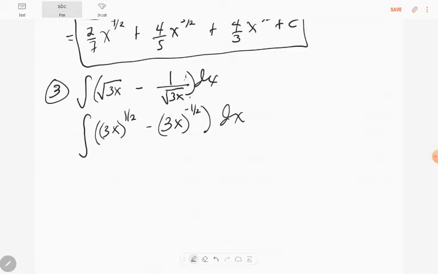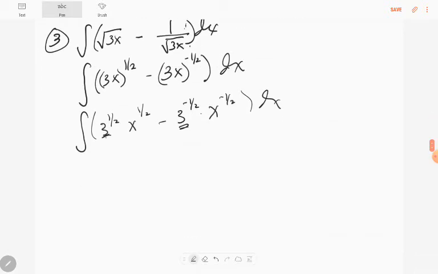Okay, we can actually distribute the exponent first. So it's like the integral of 3 raised to 1/2 x raised to 1/2 minus 3 raised to negative 1/2 and x raised to negative 1/2 dx. So these are the constant part of the function. So we just have to integrate this portion, right?